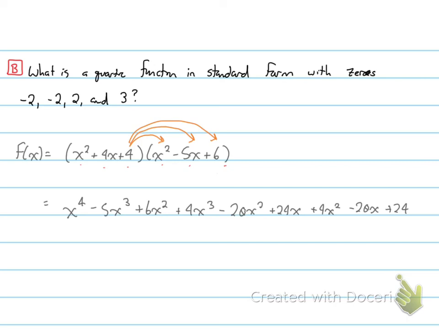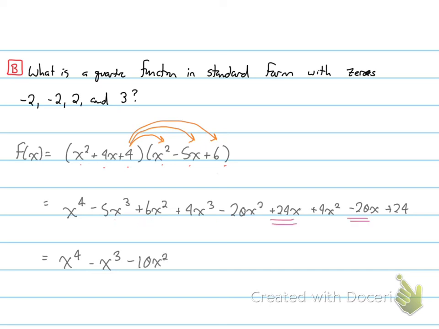My last step will be to just combine like terms. X to the 4th was the only thing with degree 4. Now I'm going to search for everything that is to the 3rd power. I see I have 2 terms that do that. Then I'm going to look for everything with x squared. That'll combine to be minus 10x squared.